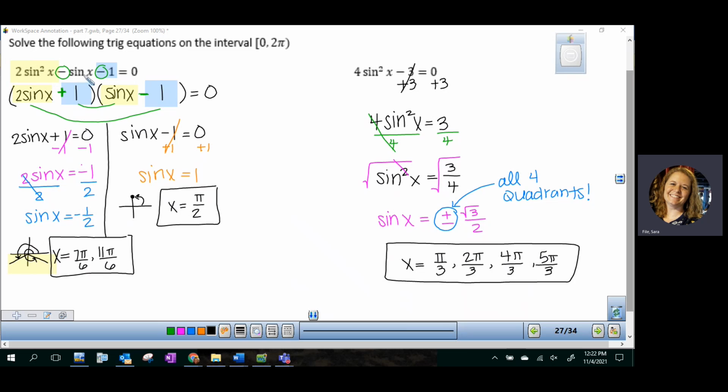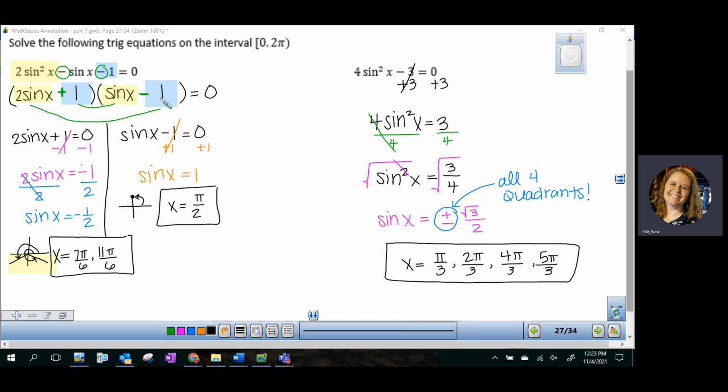It's sine squared, sine, constant. The only factors of 2 are 2 and 1, so I know that this is going to factor to 2 sine x and sine x. The only factors of 1 are 1 and 1. So the only thing I really need to think about is which one gets the positive and which gets the negative, because they have to be opposite signs to multiply to a negative, right?